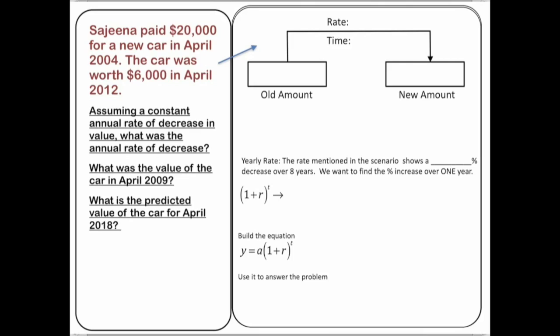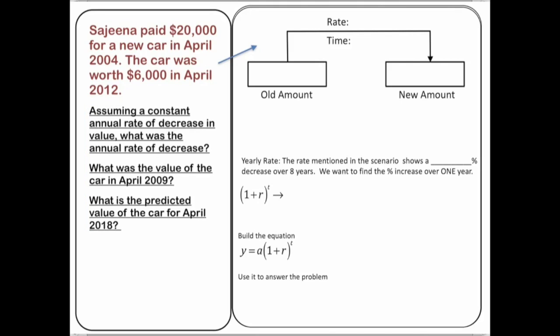Okay, in this part, we're definitely going to put all the pieces together, and it looks like we are looking at a new car. So let's take a look. It says Sanjia paid $20,000 for a new car in April 2004. Okay, and then the car was worth $6,000 in April 2012. Okay, so let's start to fill in some of the things first before we even start tackling all the questions down below.